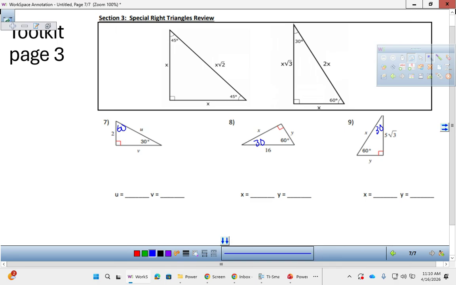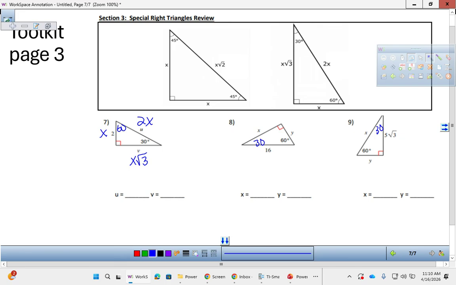All right, so your smallest side times 2 is your hypotenuse, and then your 60-degree angle side is your smallest side times root 3. So it's x root 3. So in this case, this is x, this is 2x, and this is x root 3. Alright, so you're finding your smallest side, that's your x, your hypotenuse is 2 times that side, and then your 60-degree side is x root 3.